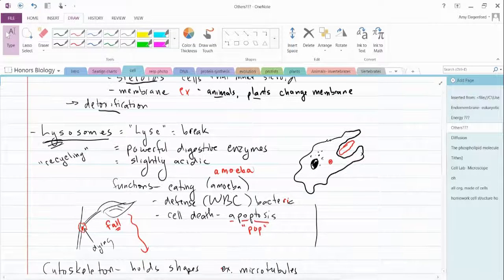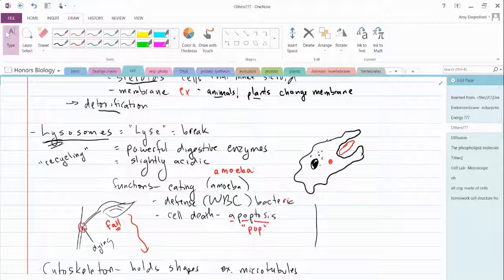We talked about lysosomes already. Lyse means to break. You can think of lysosomes as being the recycling plant. They contain powerful digestive enzymes. They are slightly acidic, and as they are slightly acidic, that means the enzymes work best there. The other thing that is noteworthy is that it is used to break things down. And again, that's where that word lyse comes into play.